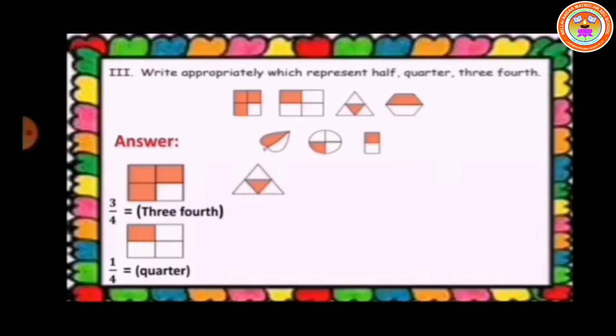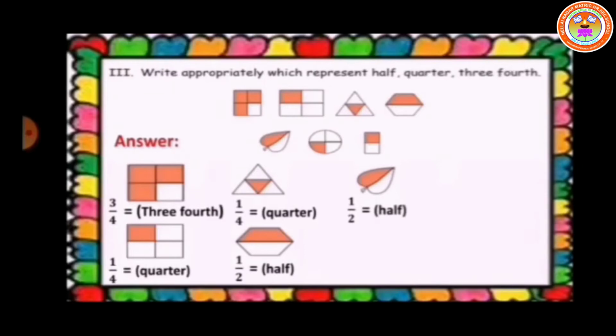Third one, triangle. It has been divided into 4 equal parts. Among that, only one part is colored, so the fraction is 1 by 4, that is quarter. Fourth one, here this picture is divided into 2 equal parts and one part is colored, so 1 by 2, that is half. Fifth one, leaf. One part is shaded among 2, so it represents half, that is 1 by 2.